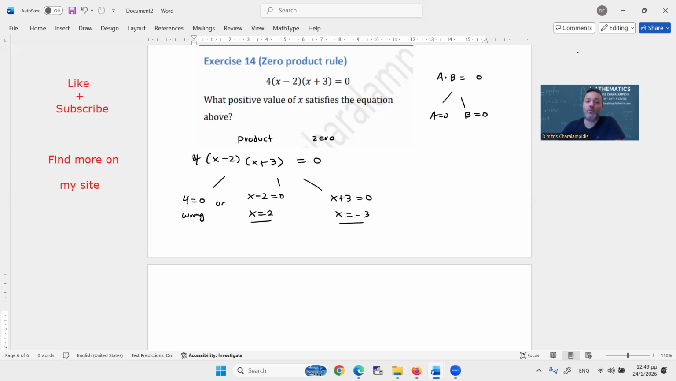However, here we are looking for just the positive value of x. The positive value of x, therefore, is 2.